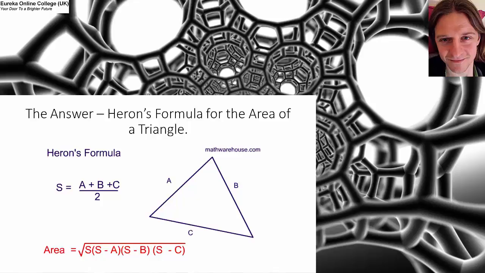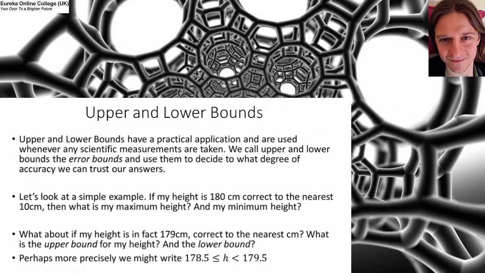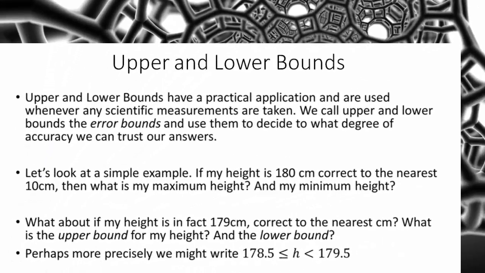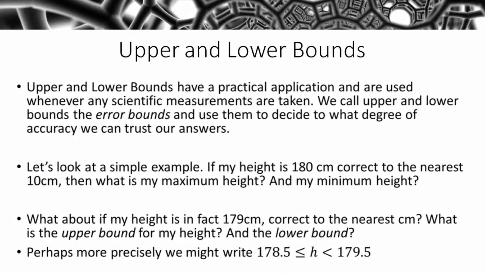Next up is upper and lower bounds. Upper and lower bounds are actually quite an important topic. They have real practical application and are used all the time whenever scientific measurements are taken. Because if you take a scientific measurement, you need to know the degree of accuracy with which your measurement was taken, because obviously it can affect your results if you're later plugging it into a formula.